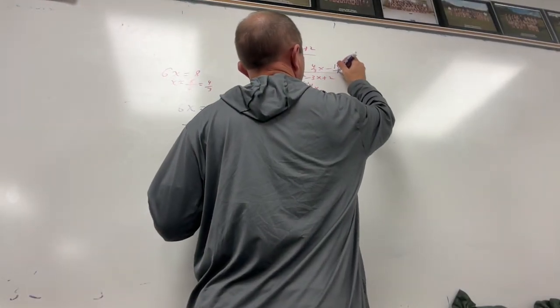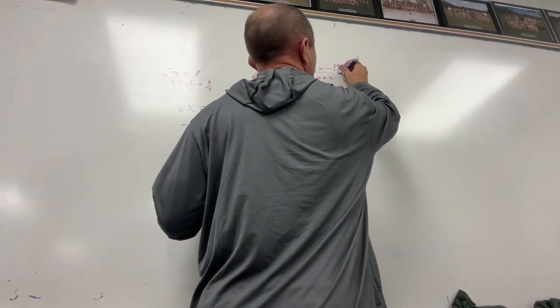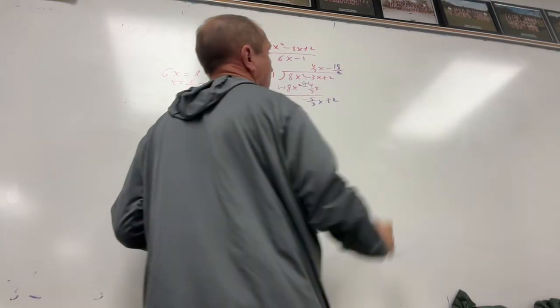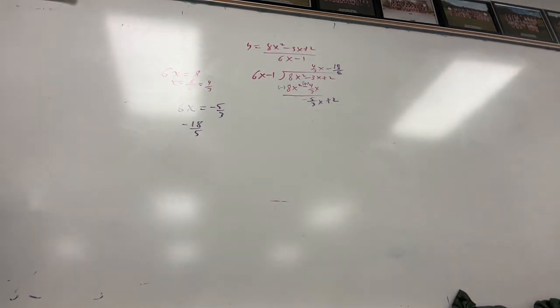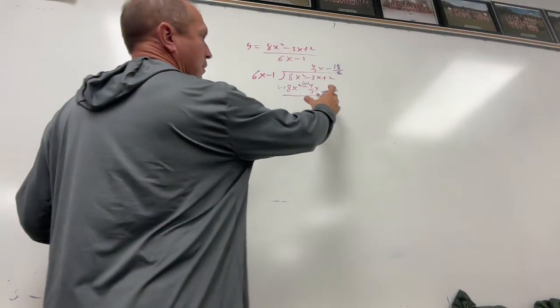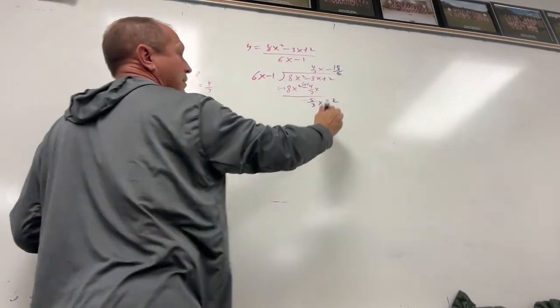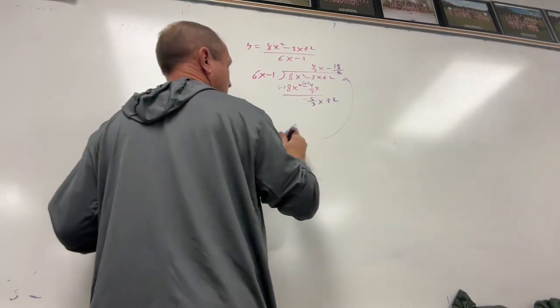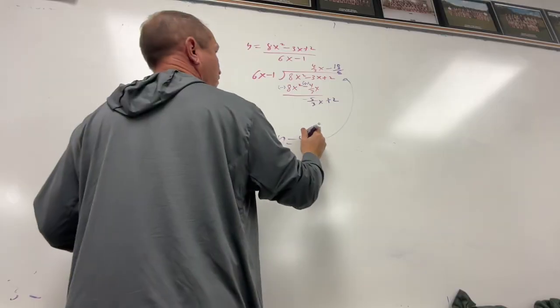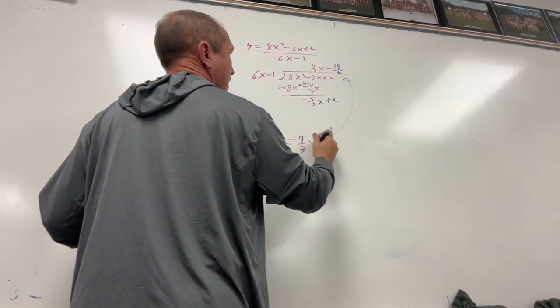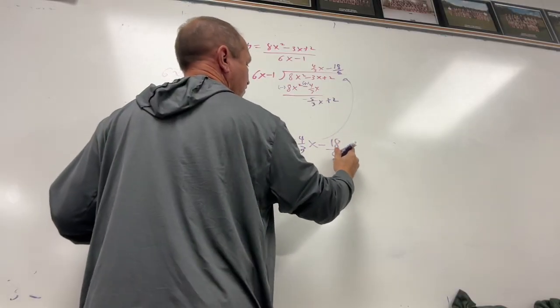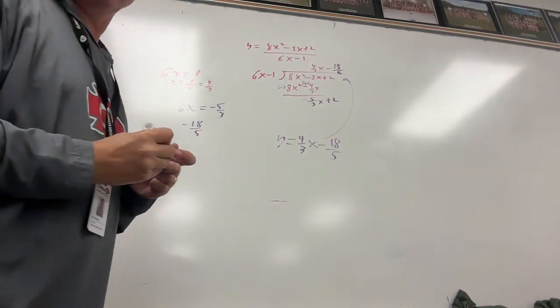Now, I can really stop here, because at this point, I don't need to figure out what my remainder is. This is my line. This is my slant asymptote. y equals 4/3 x minus 18/5. And I'm going to pause the video for a second.